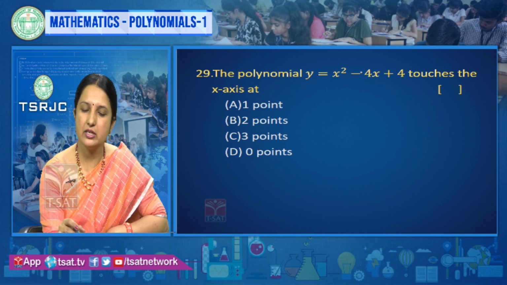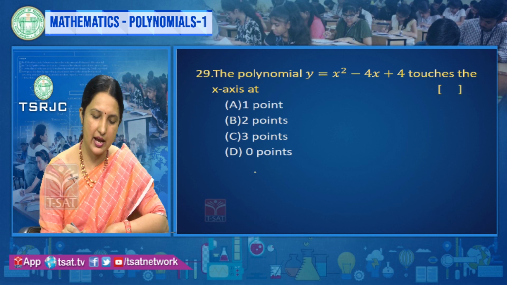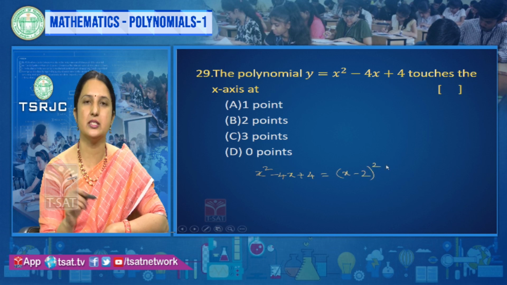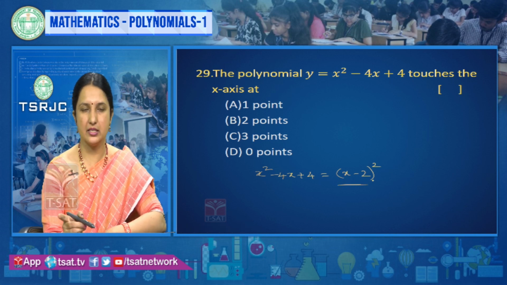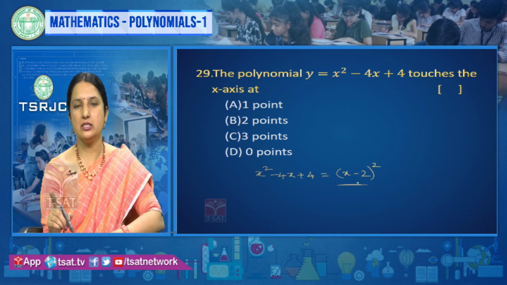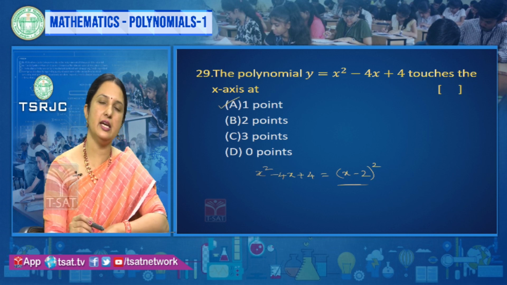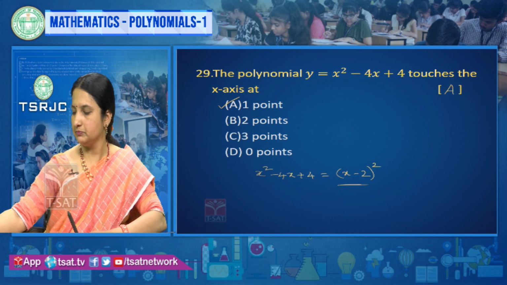The polynomial y equals x square minus 4x plus 4 touches the x-axis at... Here only it is used. x square minus 4x plus 4, this can be written in the form of (x minus 2) whole square. So it contains only 1 zero. So it touches the x-axis, or intersects the x-axis, at one point only. So option A is the correct one. This you have to remember, most important point.